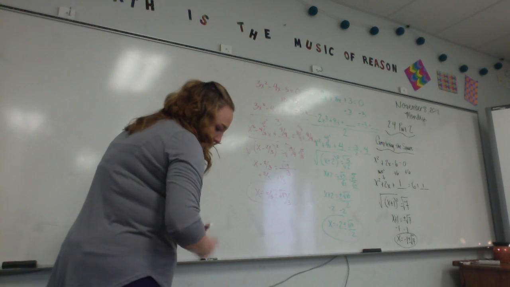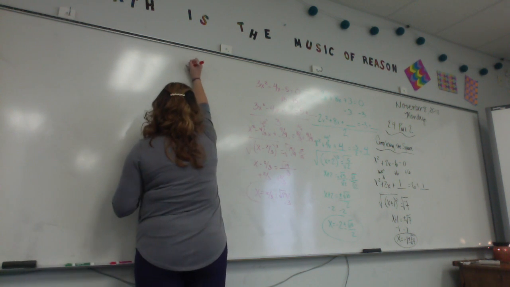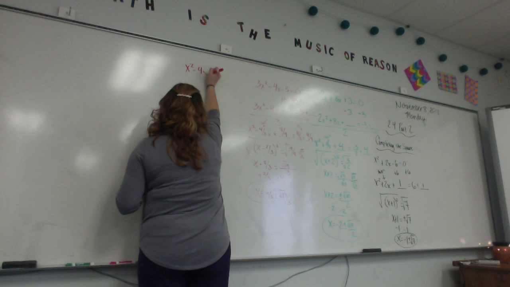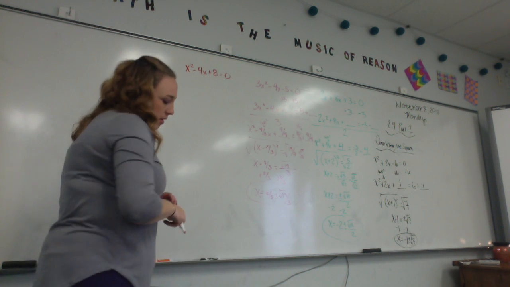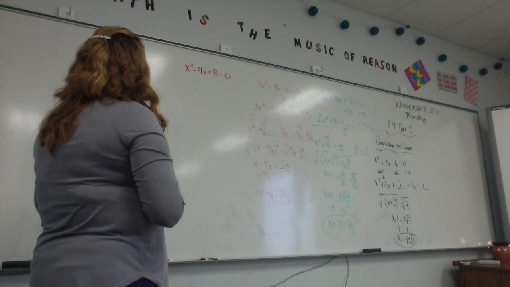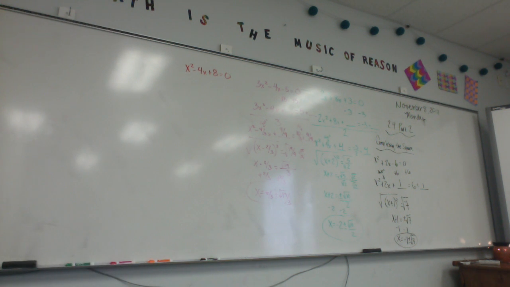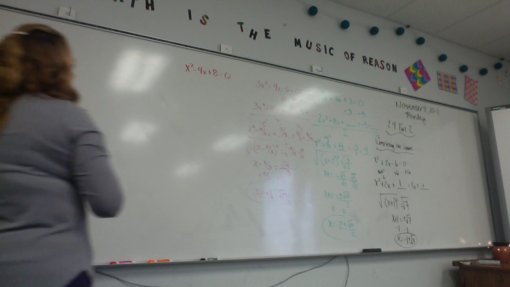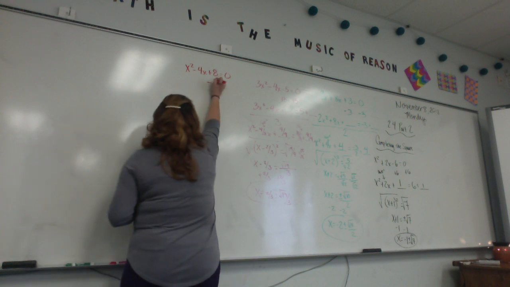One more completing the square. X squared minus 4x plus 8 equals 0. Okay. That is not factorable because 8 would be 4 and 2, which adds to 6, or 8 and 1, which is 9, so it's not possible. So subtract 8 again.